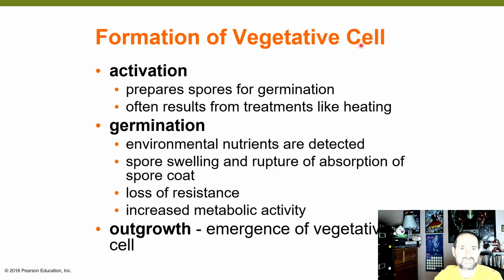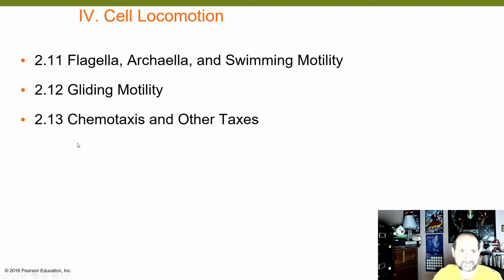Okay, formation of vegetative cell, we already touched on this. Activation, germination, and outgrowth. Remember, this is how the vegetative cell forms from an endospore.